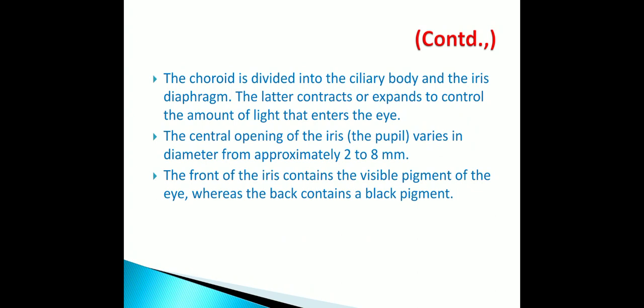The choroid is divided into the ciliary body and the iris diaphragm. The latter contracts or expands to control the amount of light that enters the eye. The central opening of the iris, that is the pupil, varies in diameter from approximately 2 to 8 mm. The front of the iris contains the visible pigment of the eye, whereas the back contains a black pigment.